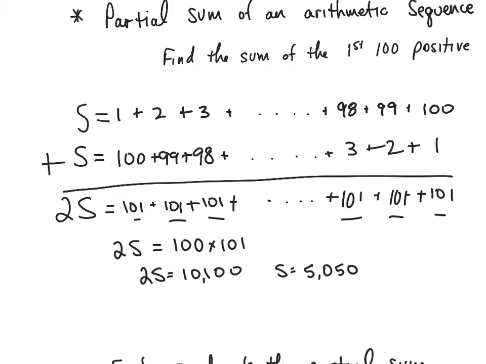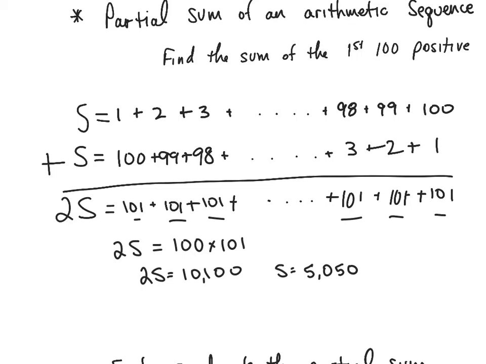And thus a new formula was born, the formula for the partial sum of an arithmetic sequence. Now this only works if the sequence is arithmetic. It's what we've been studying the last few minutes. Arithmetic sequences, remember, is when we have a common difference between terms.